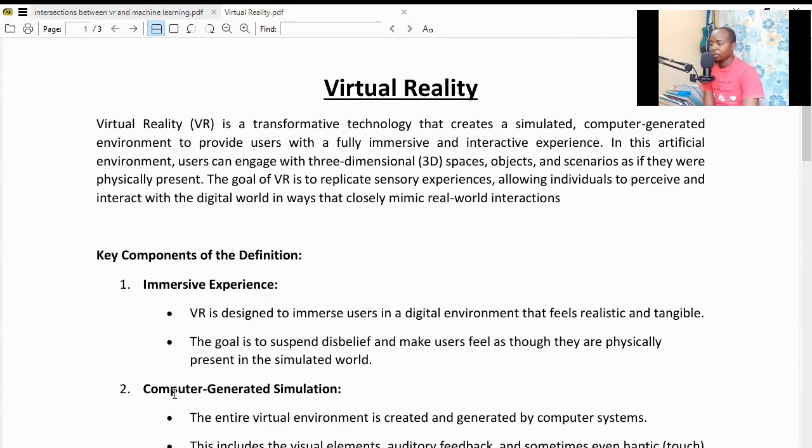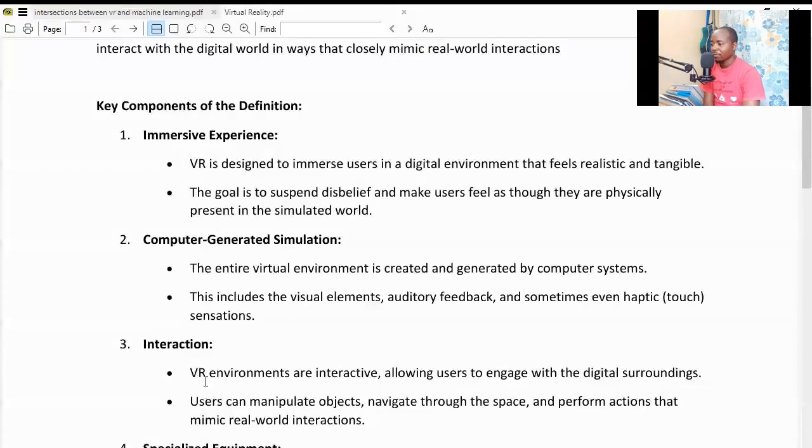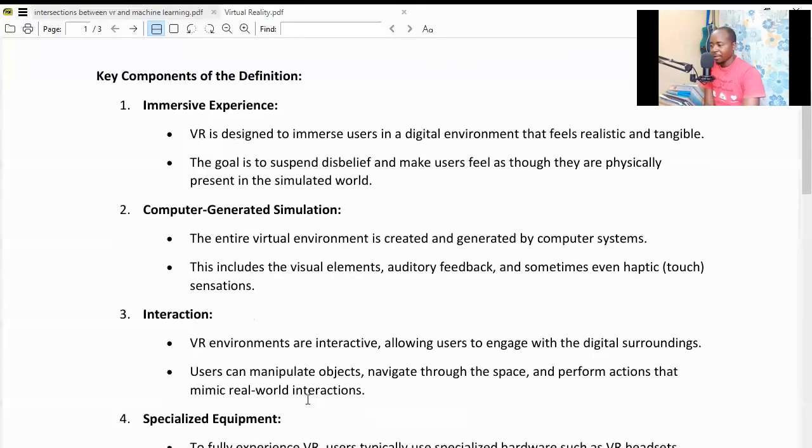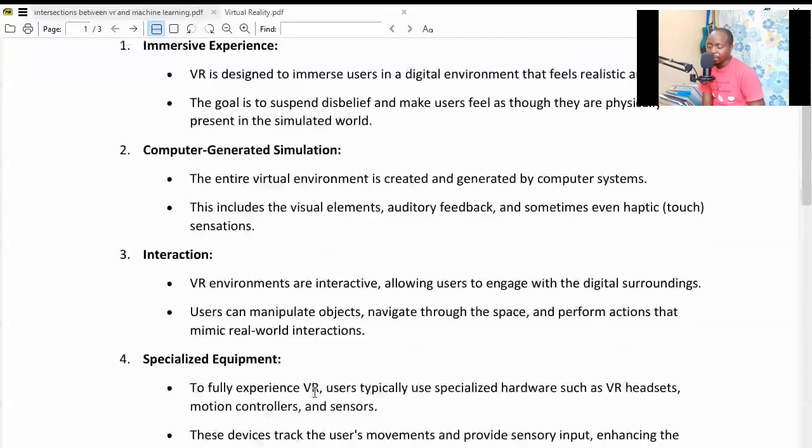Now we have what we call interactions. VR environments are required to be interactive, allowing users to engage with the digital surrounding. Users can manipulate objects, navigate through space, perform actions that mimic real world interaction. So these are basically the elements that constitute what virtual reality is.